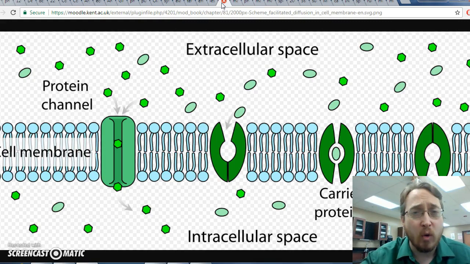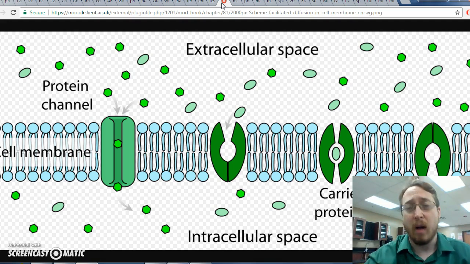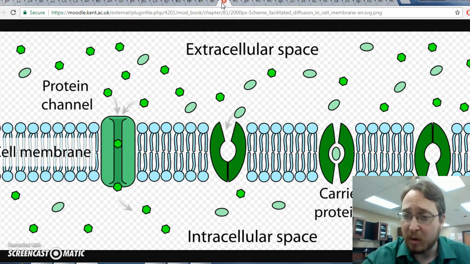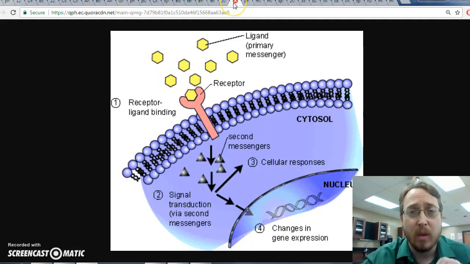Now, also, there are transport proteins. Transport proteins allow specific particles to cross the cell membrane. Some let things come into the cell, some let things go out of the cell, but a lot of particles that the cell needs or needs to get rid of can't cross the cell membrane on their own, so they need transport proteins to help them.